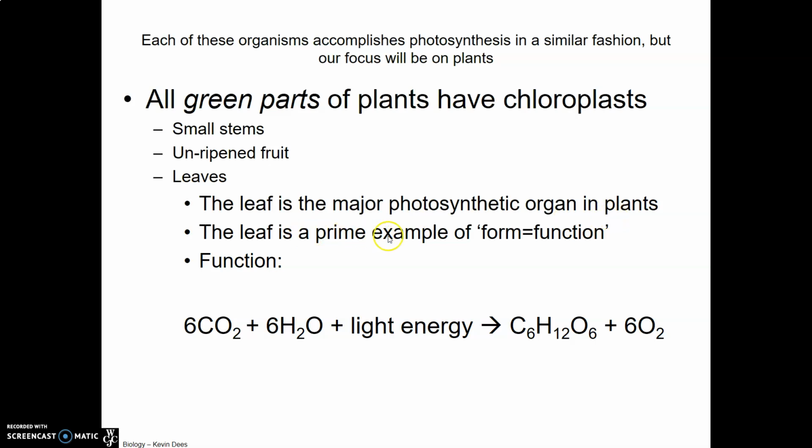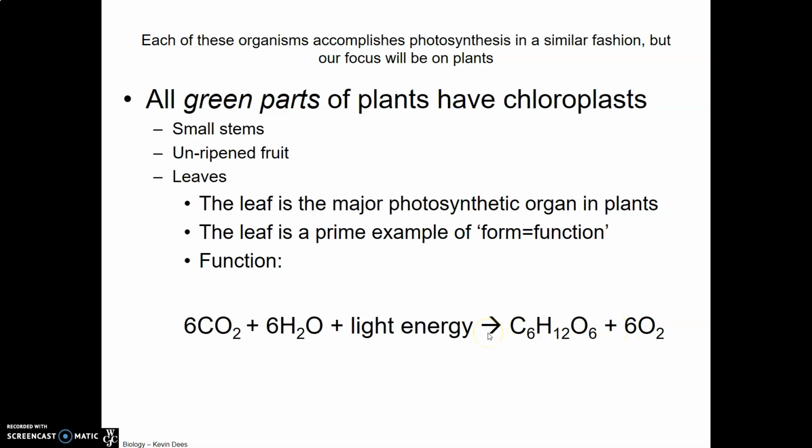And the leaf is a prime example of how form equals function. So remember that the function of the leaf, therefore the function of being able to accomplish photosynthesis, is to take 6 molecules of carbon dioxide and 6 molecules of water and use some light energy to rearrange the carbons into this 6-carbon sugar, and as a byproduct produce 6 molecules of oxygen.